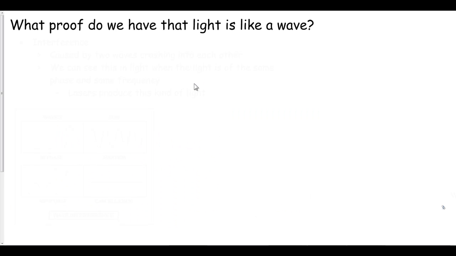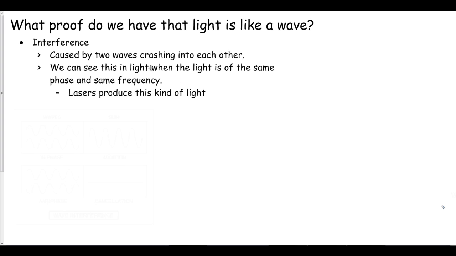Now, what proof do we have that light is like a wave? Well, the biggest proof that we can use right now is called interference. And this is caused by two waves that crash into each other. We see this in light just the same, only whenever the light is of the same phase and the same frequency. This is called monochromatic and coherent light. Now, lasers produce this kind of light. So we've talked about lasers. We'll have lasers in class, but lasers actually produce this kind of light.